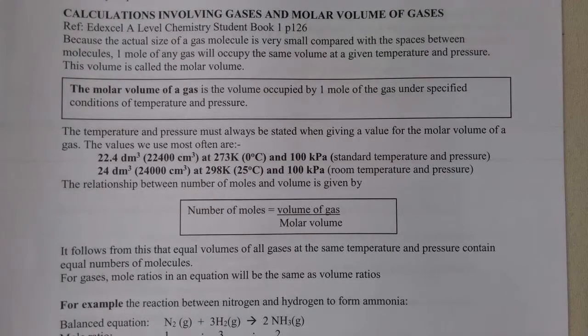Now, generally speaking, we use the standard chemistry units of 298 Kelvin and 100 kPa. Don't muddle that up with physics, which generally uses 273 K and again 100 kPa. So we basically use room temperature and pressure. So the number of moles is equal to the volume of the gas divided, in this case, by the molar volume rather than by the RMM.